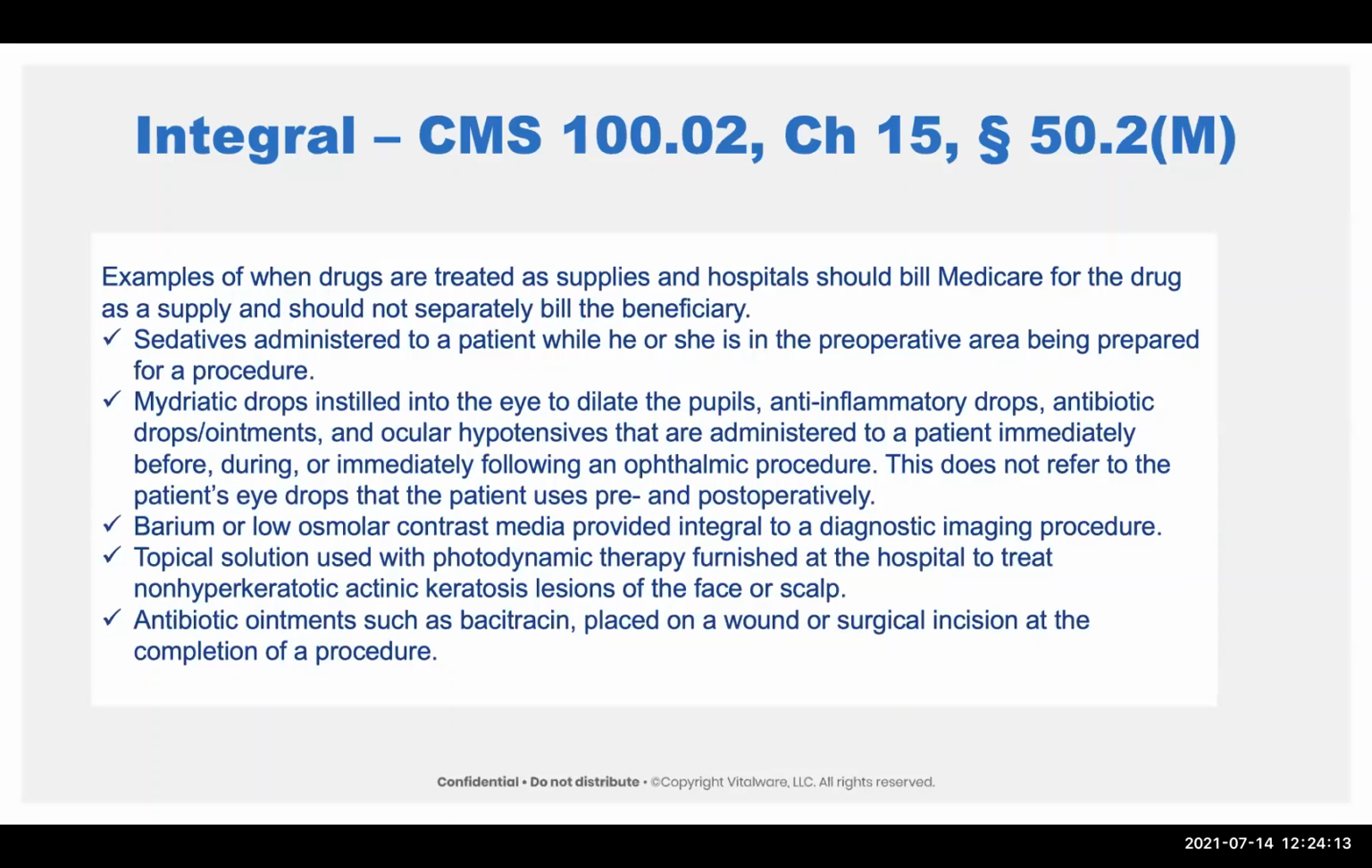So let's just focus on bacitracin. Let's see how the self-administered and the supply distinction become even more convoluted. If the bacitracin is given as part of something that's a going-home thing, then it's going to be self-administered. But if it's part of the completion of a procedure, meaning it's just happened, then it's going to be a supply.